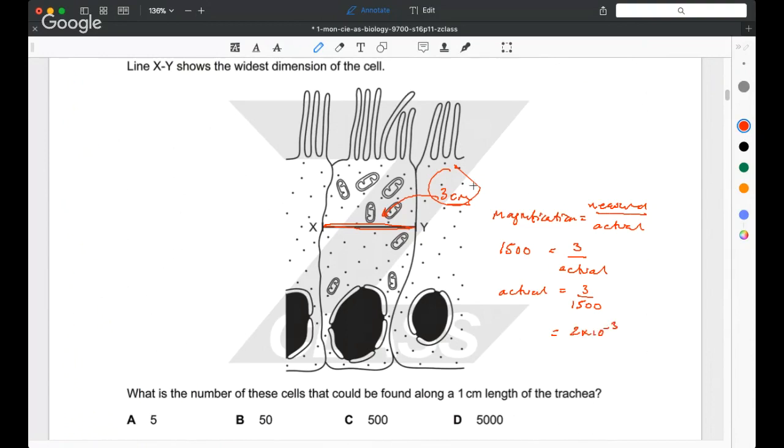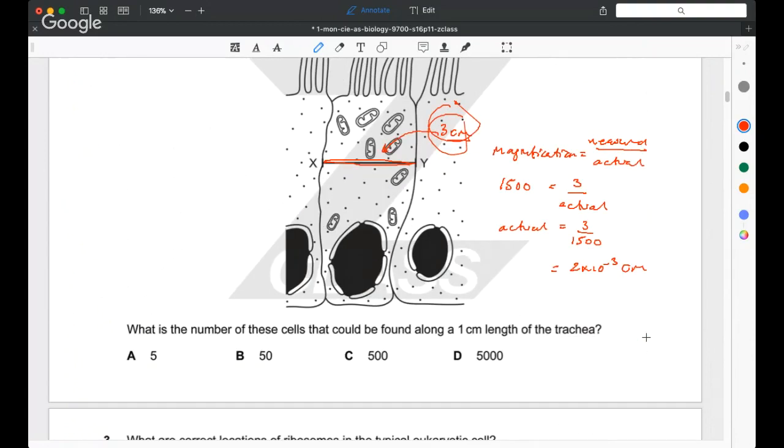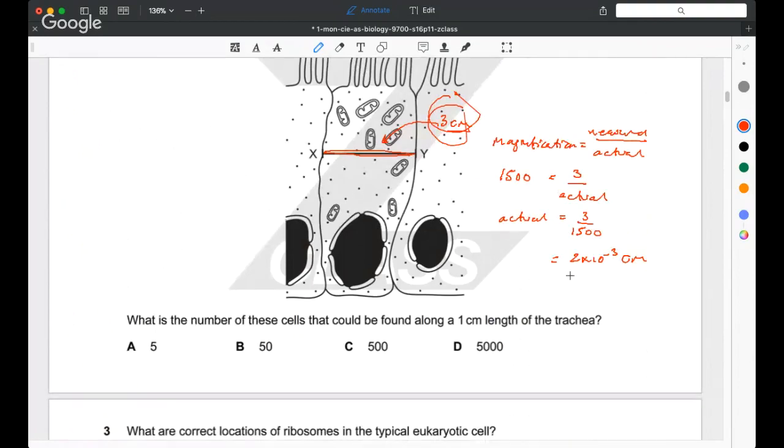And this was in centimeters, wasn't it? So the actual size is 2 times 10 to the minus 3 centimeters. Well, how many of those is going to fit into a 1 centimeter length? Well, you've got to divide 1 centimeter by each of these. That's finding out how many of those fit into 1 centimeter length, and you get that answer there.